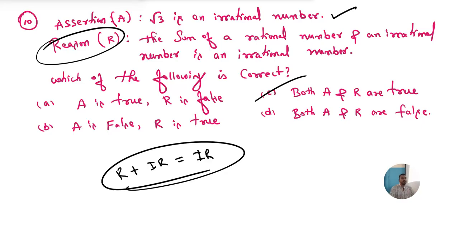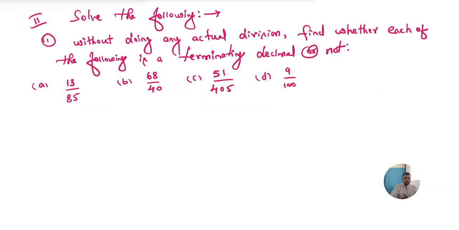This we call assertion and reason. So, my dear students, here we have completed the questions of the first main, that is multiple choice questions. Now we begin with the second main. So, here students, the next question is on the screen. Solve the following. Without doing any actual division, find whether each of the following is a terminating decimal or not.